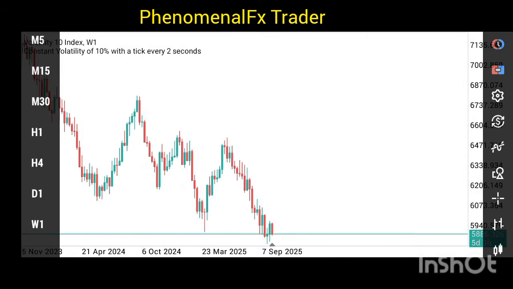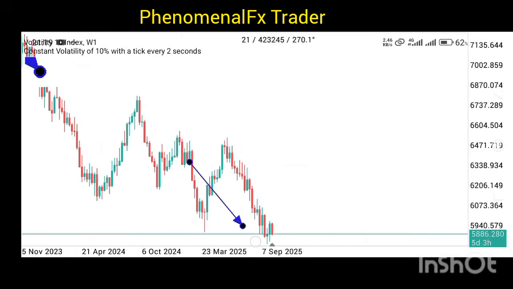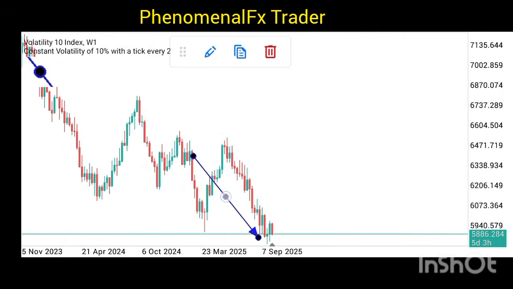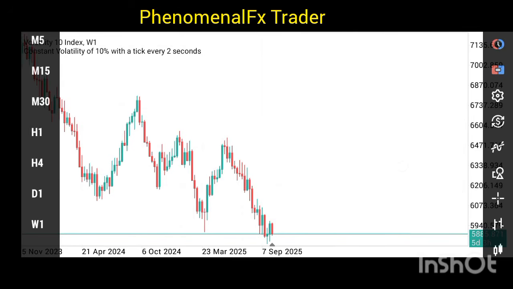Although we've seen some rejections here on this weekly time frame, these two bullish candlesticks look like there was a breakout, and it looks like there's a retest going on right now. So let's go down to the daily time frame.